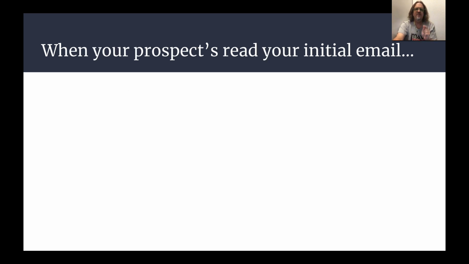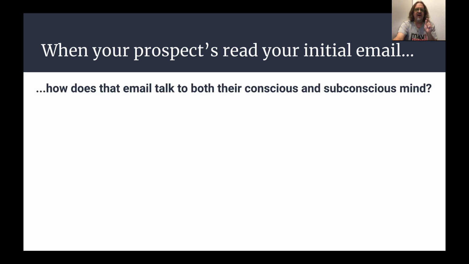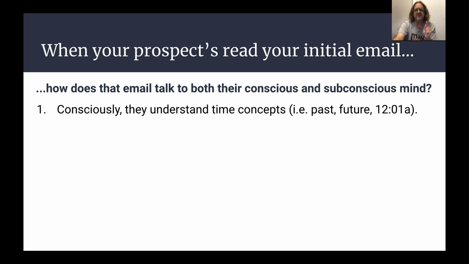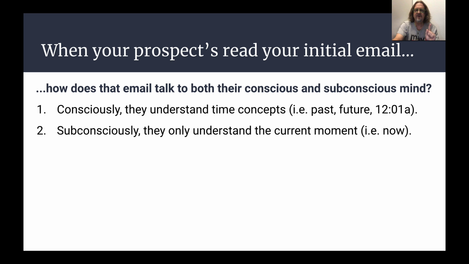Okay? So when your prospects read your initial email, how does that email talk to both their conscious and subconscious minds? Okay, first, consciously, they understand time and all the concepts of time within your email. So any mention of something in the past or something that's going to happen in the future, or a timestamp or something that's time-based, for example, 12:01 a.m. Pacific Standard Time or something like that, consciously, that's what the conscious mind is reading and understands. However, subconsciously, no one understands any of that. Your subconscious mind only understands this moment, right now, okay?